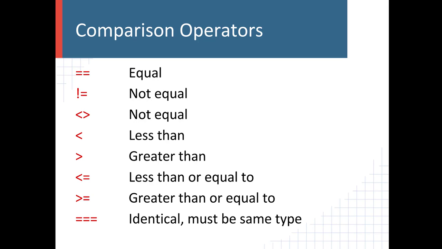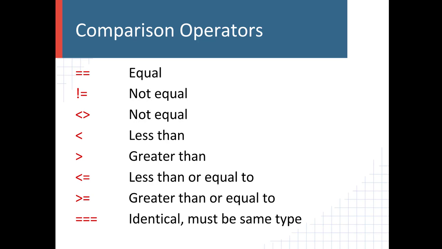Less than, greater than. Pretty standard for math. Less than or equal to: is 5 less than or equal to 5? Yes, then that's true. Is 6 less than or equal to 5? Then that's false. Greater than or equal to? Is 6 greater than or equal to 5? That's true. Is 4 greater than or equal to 5? That is not true.